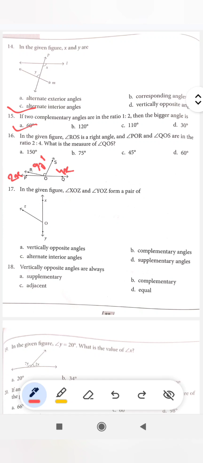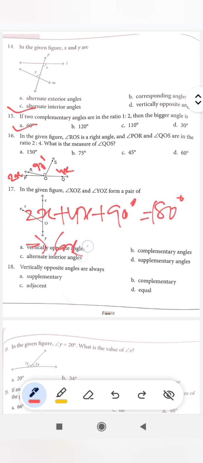So this one is very simple. Sum of all these three angles is equal to 180 degree. Okay. So let's add them. 2x plus 4x plus 90 degree is equal to 180 degree. So now 6x is equal to 180 degree minus 90 degree.